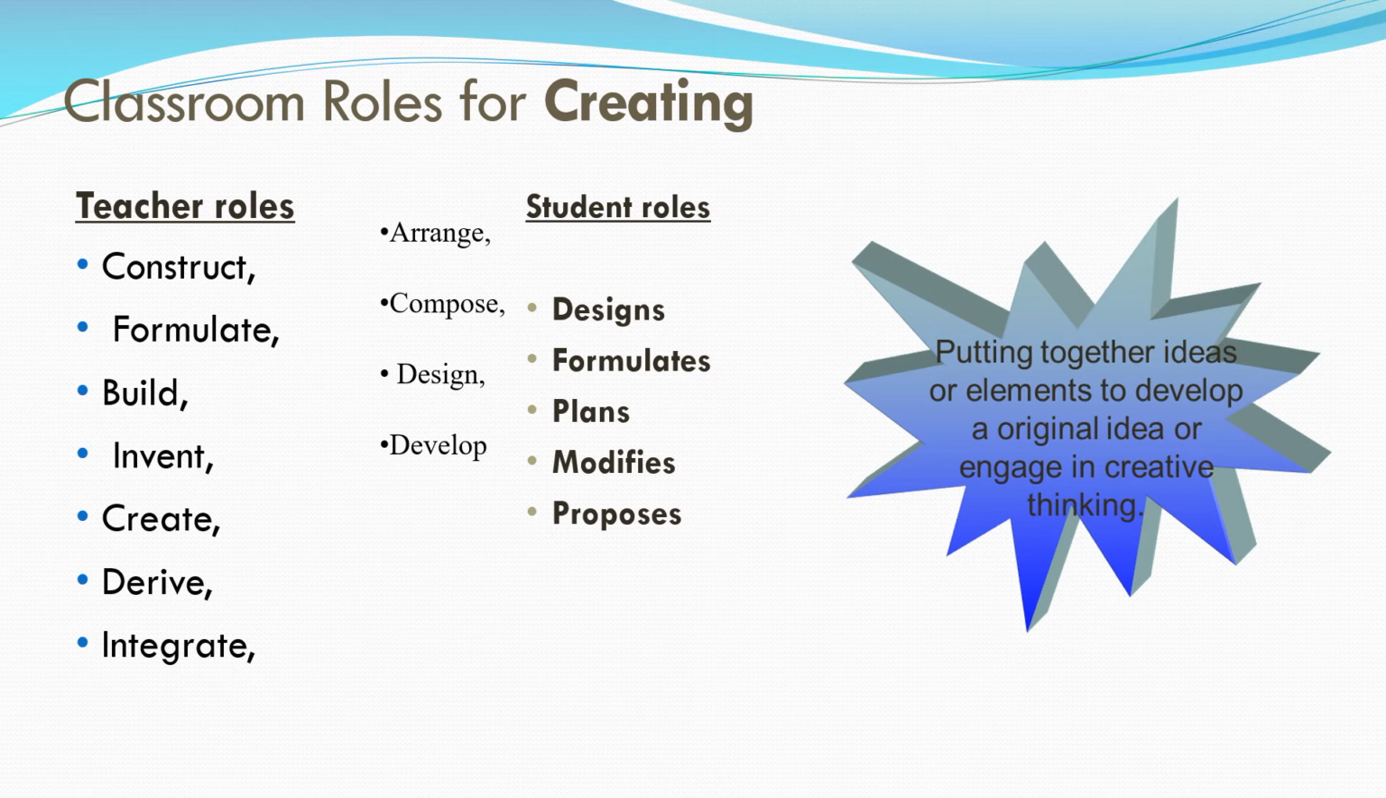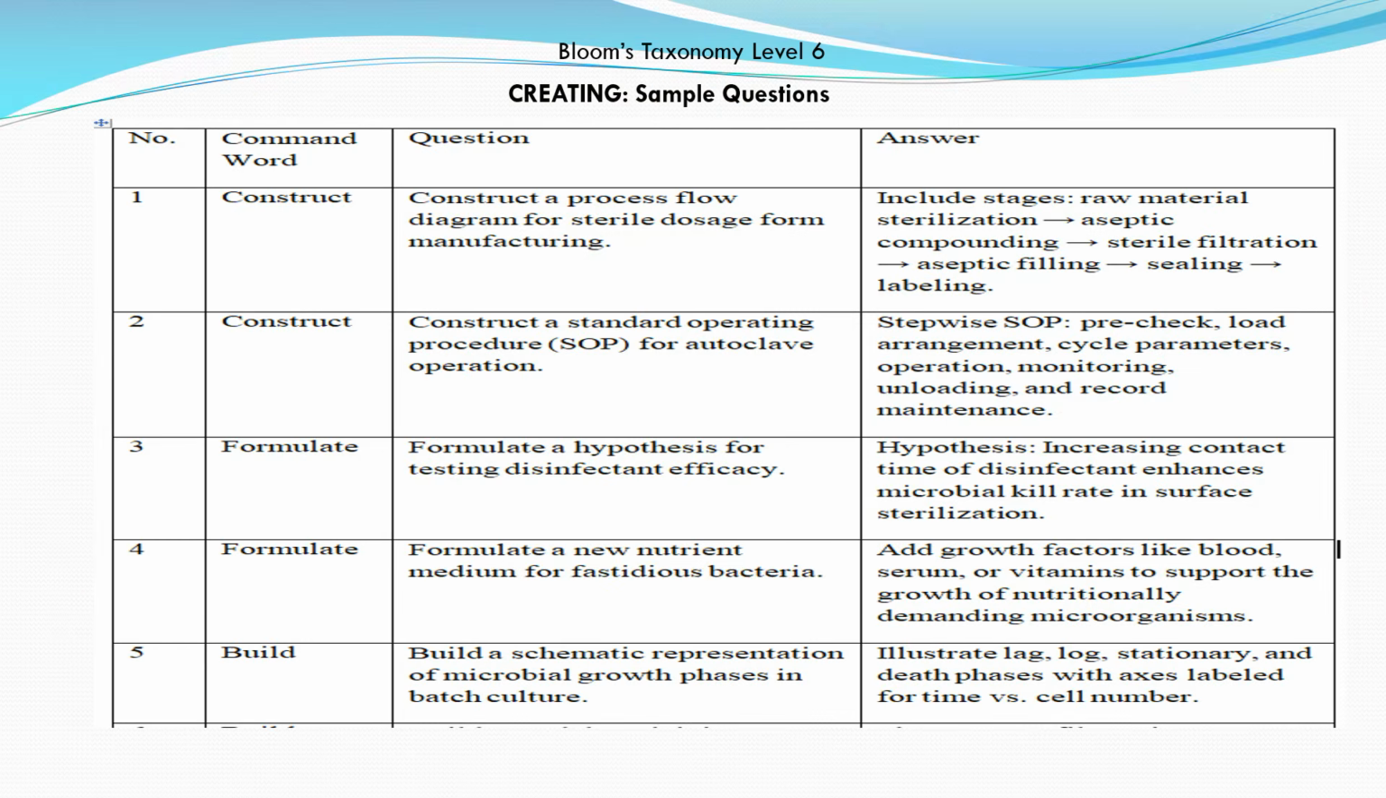The next level is also the highest level of Bloom's taxonomy, which is called creating. In this creating level we can put together ideas or elements to develop an original idea and engage in creative thinking. So it is the highest order, and by using this kind of phrases we can generate new ideas or new creative thinking. So these are the sample questions.